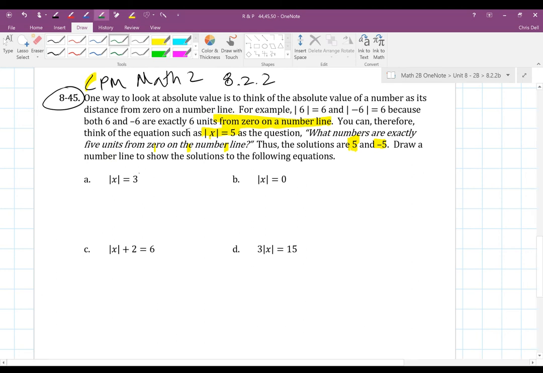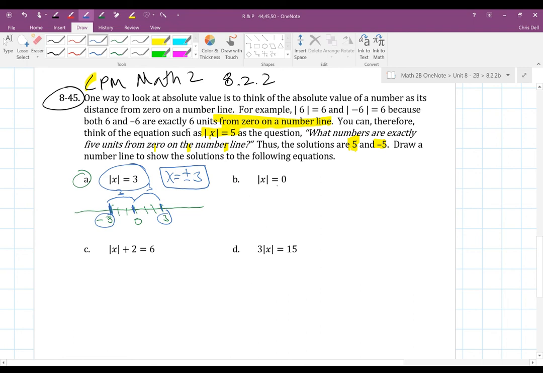So if we look at the first one here, A, the absolute value of x equals 3. On a number line, here's my 0, there is positive 3, and there is negative 3. The distance from negative 3 to 0 is 3. The distance from 0 to 3 is also 3. So my two answers are negative 3 and 3. So x is equal to positive or negative 3 because both of them have a distance of 3 to 0. That's what absolute value means, the distance to 0, right?